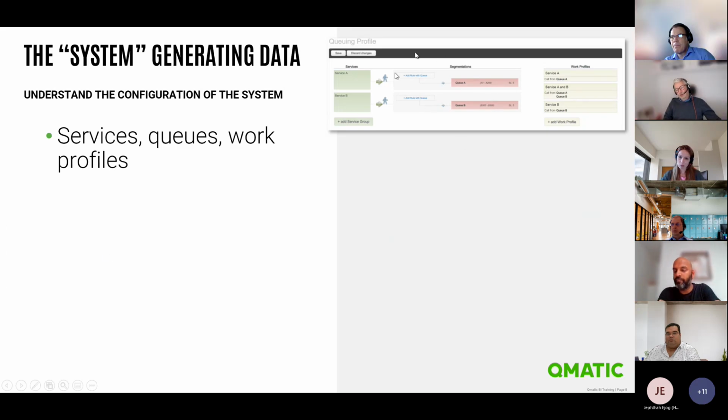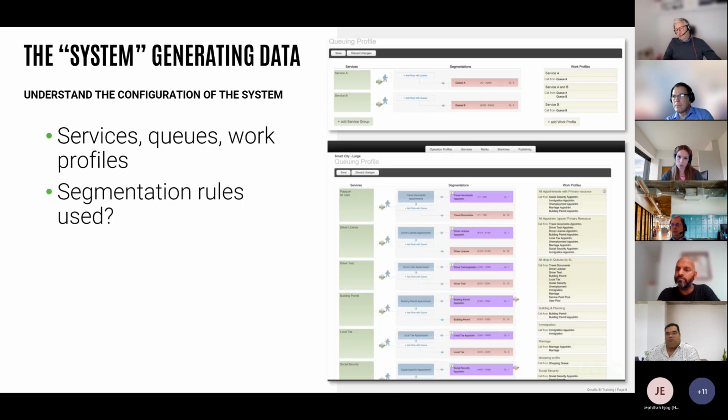Yeah, so this is a typical, very simple setup of a queuing profile. 2 services, they go into a queue and they're called by staff members. Pretty straightforward. But there are already interesting numbers in here. For example, a service level waiting time, which you can report against. But it could also look much more complex like this, where there are many more services, there are segmentation rules, customers are put into other queues based on appointments.